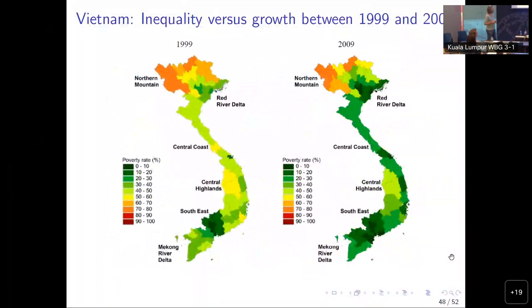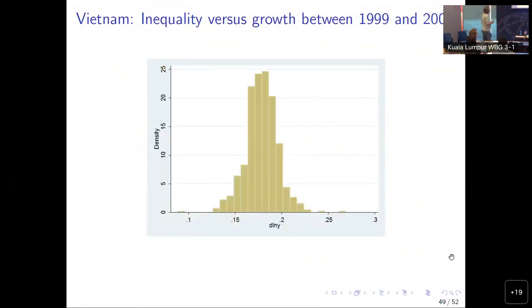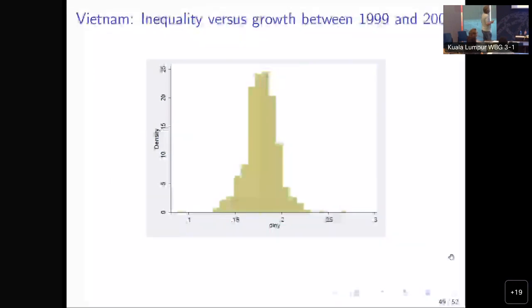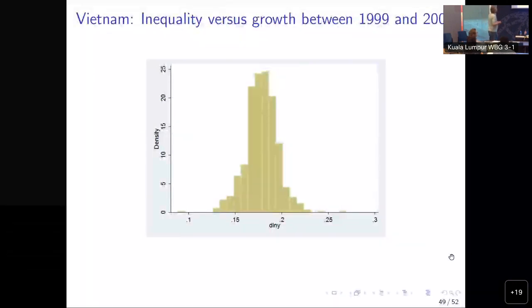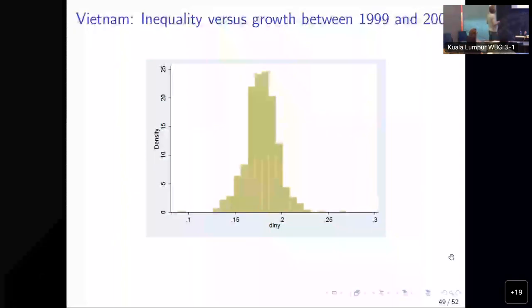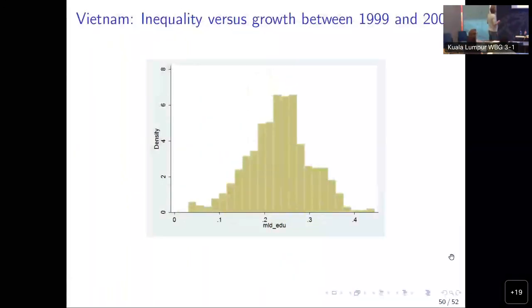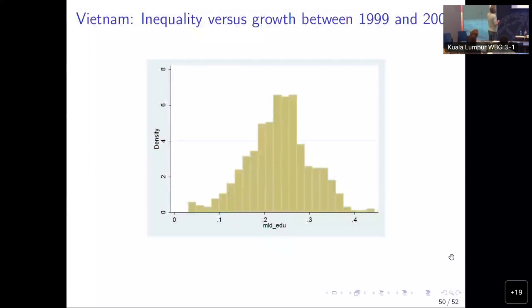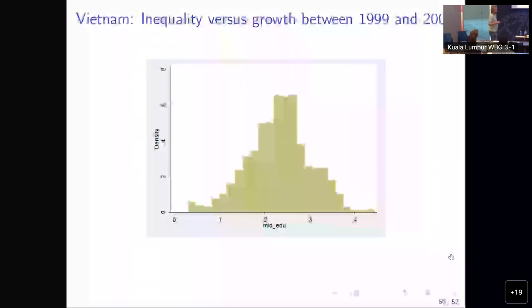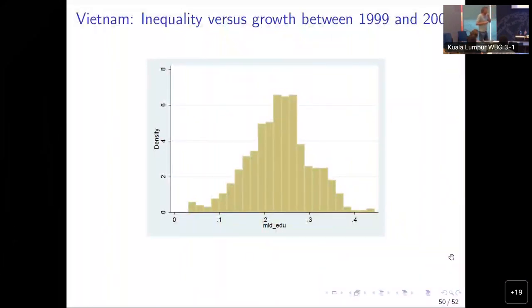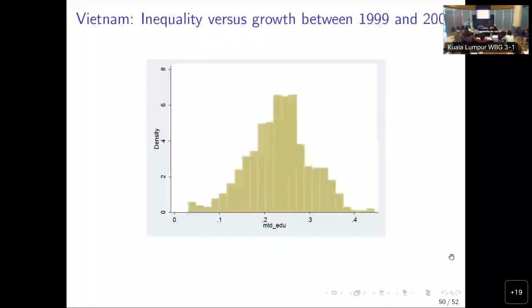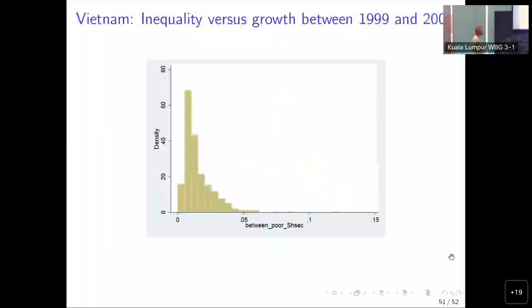So these are the district level maps for Vietnam. This is the growth data at the district level for Vietnam. This is our total inequality distribution. As you can see, levels of inequality vary considerably across districts in Vietnam. So there's a lot of variation, both in growth and in inequality.